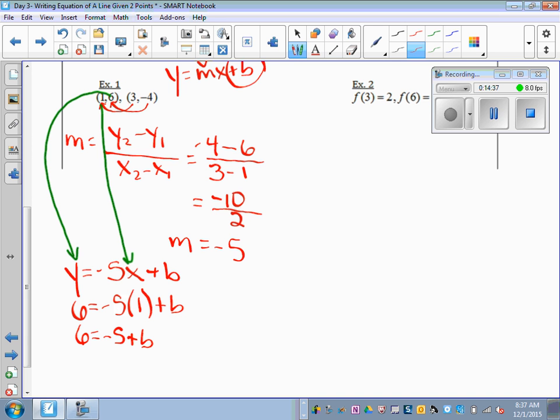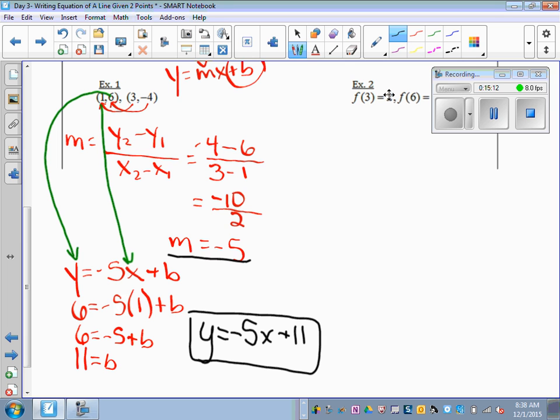And Steve, what am I going to do to solve for b? Add 5. Good. Add 5 to both sides, so we get 11 equals b. Are we done now? No, not yet. We're almost done. I found my slope and I found my y-intercept, but we're supposed to write the equation. So now we just pull this together. Y equals negative 5x plus 11. Found my slope, found my y-intercept, now I just have to put it into the equation.